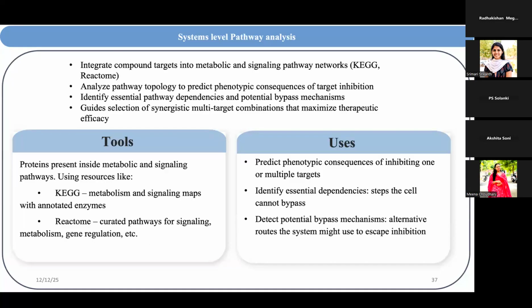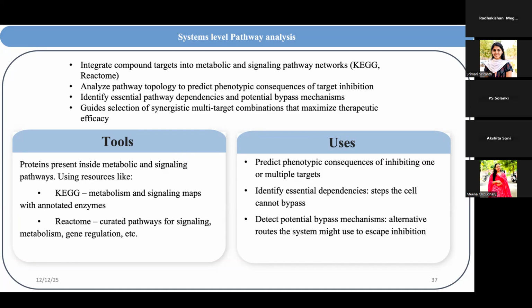The next one is systems-level pathway analysis. We know that proteins are involved in metabolic and signaling pathways. So we can again use databases like KEGG and Reactome to predict this. We can place our targets into a pathway diagram and check where exactly in the pathway this target occurs, and whether the pathway is linear, or branched, or connects to another network. And what happens upstream or downstream if we inhibit a particular target.